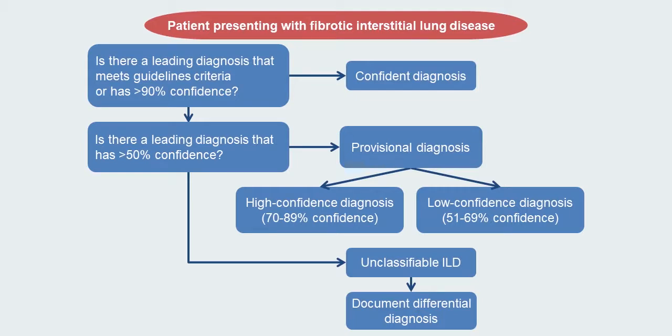But what about those cases where the level of confidence isn't quite the same, where you're suspicious of IPF, for example? And if you have a greater than 50% likelihood that the patient has this diagnosis, you can provide a provisional diagnosis with either high confidence or low confidence, shown in the two categories here. If you are 70 to 90% certain that this is the disease, you can make a provisional diagnosis of, for example, IPF. If you only have low confidence in the clinical features, the radiographic and the pathologic, then you can make a provisional diagnosis with low confidence.